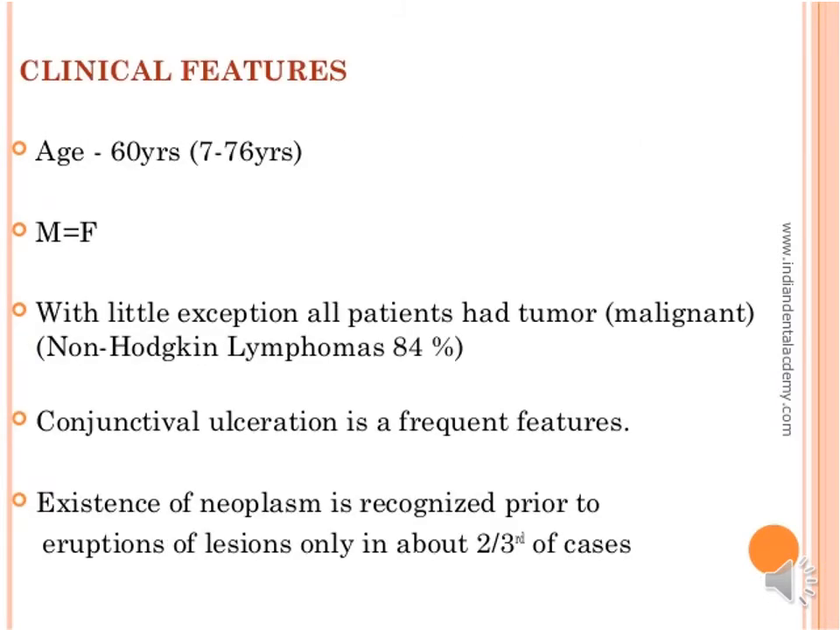Clinical features: age at onset ranges from 7 to 76 years. Males are affected about equally to females, with little exception. All patients had a tumor, malignant non-Hodgkin lymphoma in 84%. Conjunctival ulceration is frequently featured. The existence of neoplasm is recognized prior to eruption of the lesion in only about two-thirds of the cases.